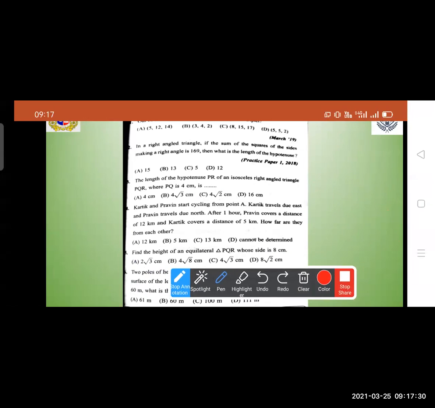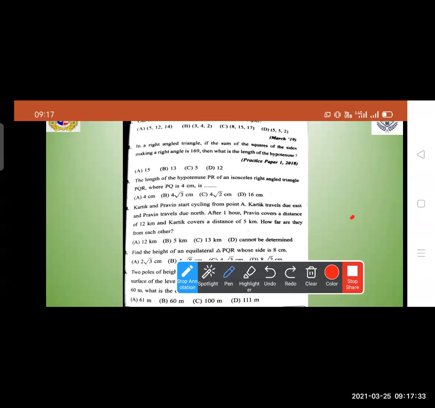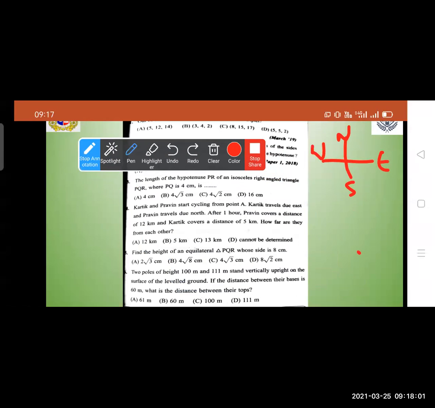Karthik and Parveen started cycling from point A. A point है, वहां से Karthik and Parveen started cycling. Karthik traveled due east. So for this question, we draw the directions north, south, east, west. Okay. So यहाँ से वो east की तरफ गया. And Parveen started towards the, wait a minute. Yeah, first we draw the direction north, south, east, west. Okay. So this one is the point. From this point, Karthik started towards the east direction and Parveen started this direction.